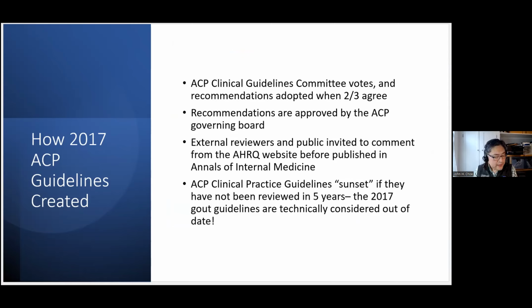The ACP Guidelines Committee has as a policy that if we don't officially update something, our sunset date for all our guidelines is 5 years. So based on that, they haven't done an update on this gout guideline. So the 2017 gout guidelines are technically out of date, and they're considered no longer official for ACP's purposes.